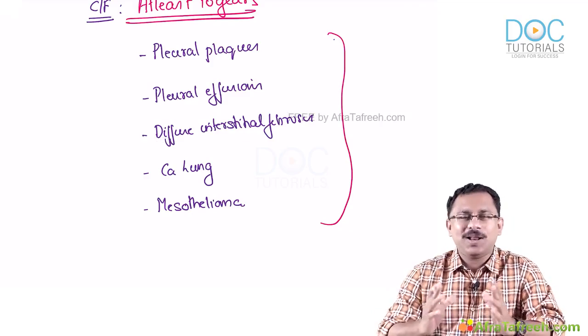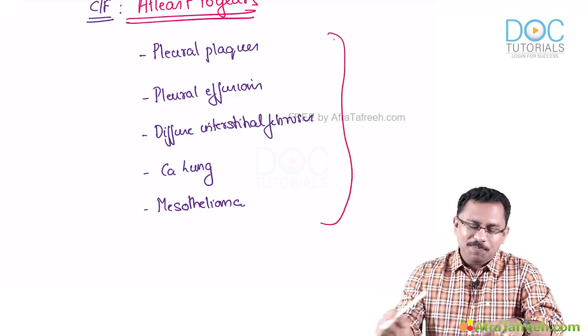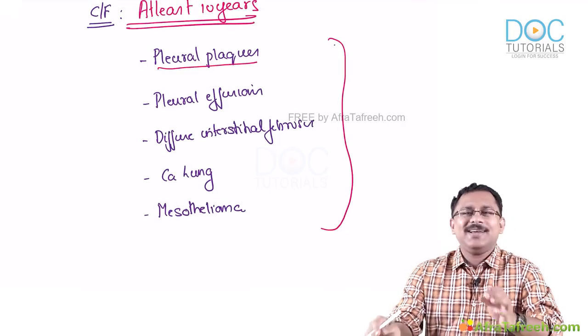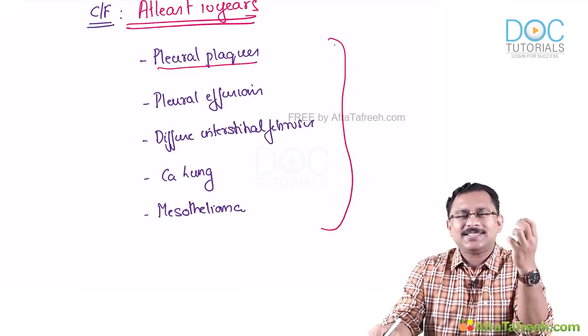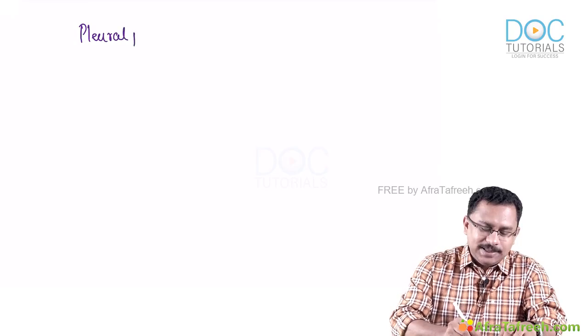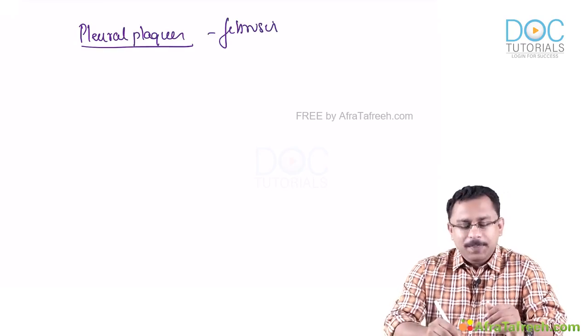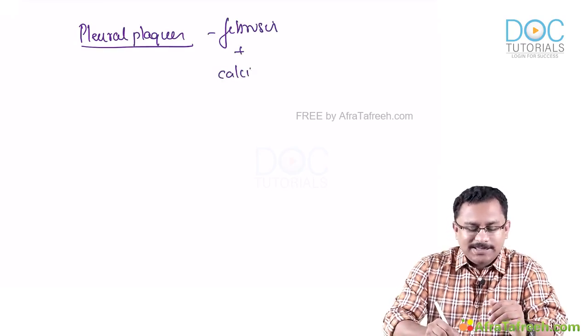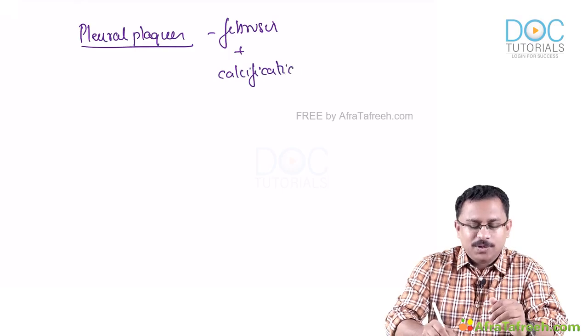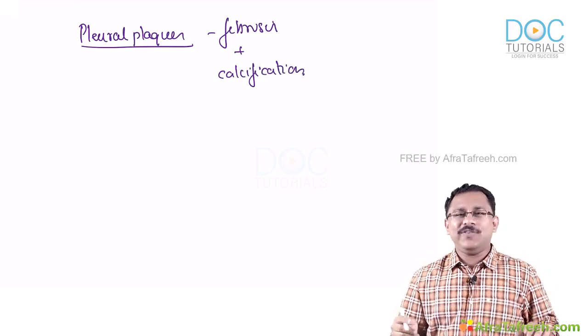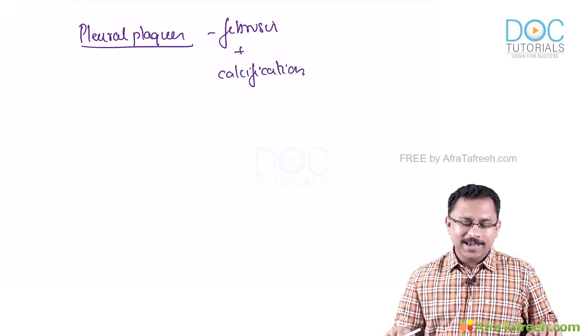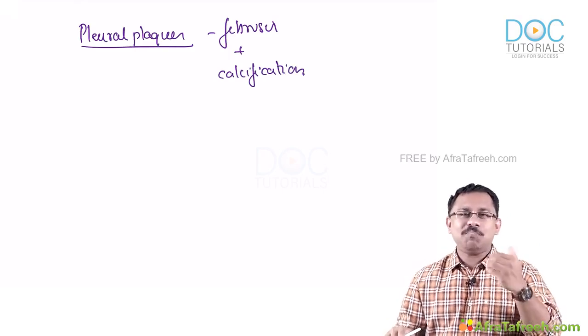First of all, pleural plaques. Pleural plaques usually occur in the form of thickenings of the pleura. The pleural plaques may be a result of the fibrosis of your pleura, plus there may also be calcification involving your pleura. That is what you call your pleural plaques.